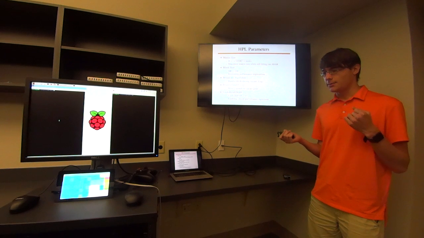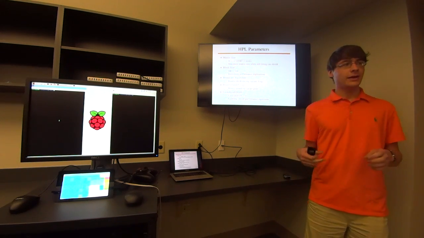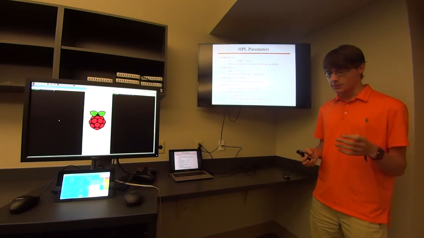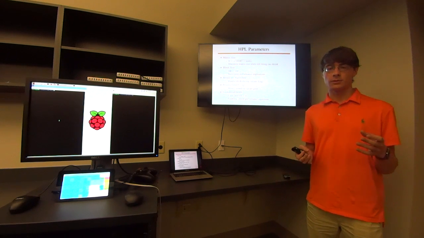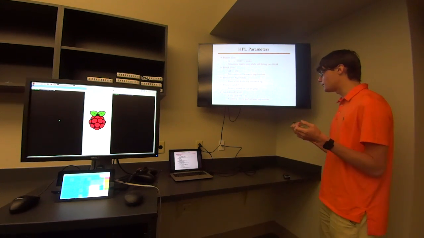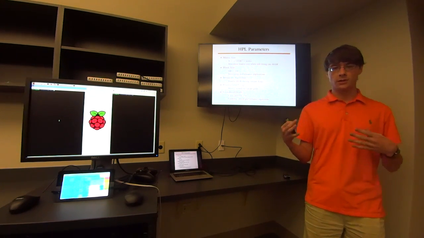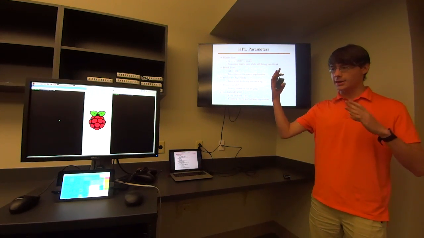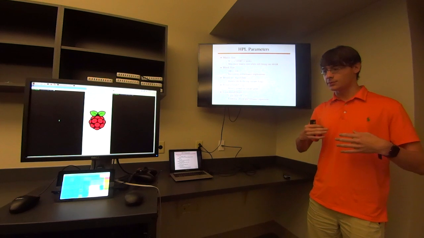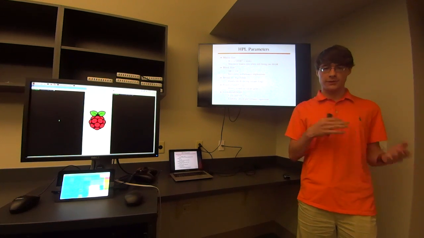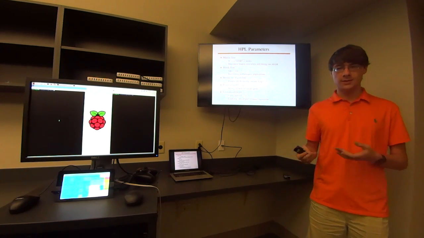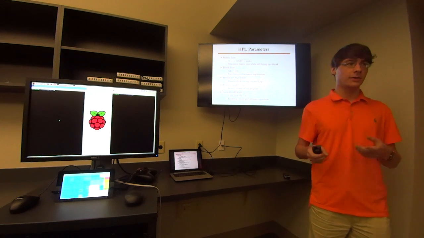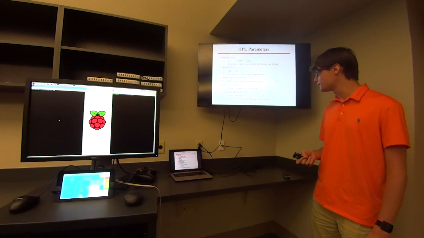Setting a P of 8 and a Q of 8 actually maps nicely to the topology of our computer because Q represents your process column. And so you can think of having 8 columns and 8 rows as representing our 8 towers of 8 nodes. So it seems to map well to how we've set up our networking.